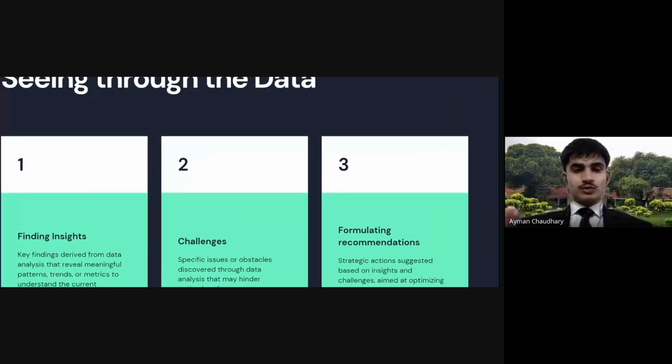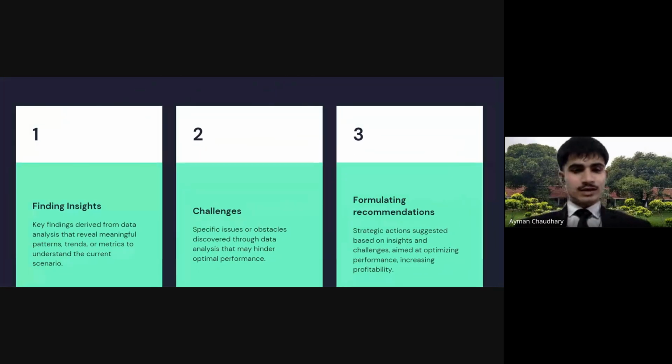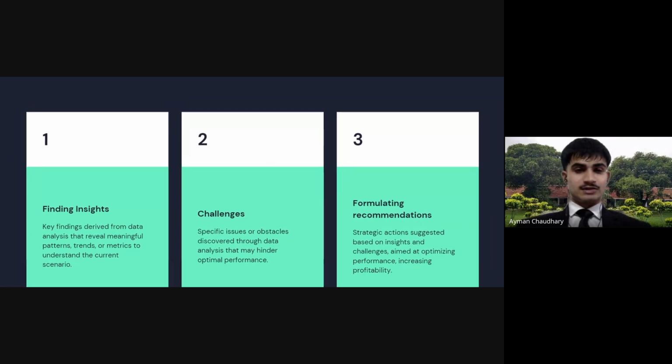Okay, so seeing through the data. As we know, Power BI is a visualization tool, so it's very easy to get caught up in the whole visualization part. But what most students new to Power BI miss out on is data mining and actually seeing through the data and finding what you actually need to see.